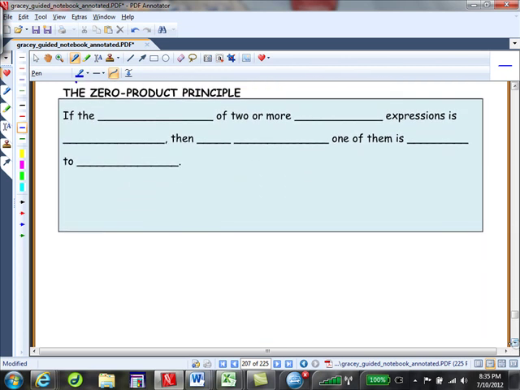All right, the zero product principle. If the product of two or more algebraic expressions is 0. Notice, 0. 0, only 0, no other number. Are you getting a clue as to mistakes people make? It has to be 0 on one side and a quadratic on the other.